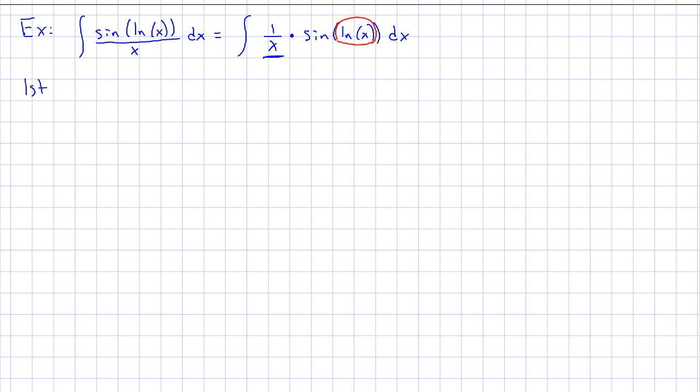I'm going to go ahead and go through my process again. So I'm going to pick u, and if you have a composite function, you should use the inside piece, the inside component. So u will be natural log of x.